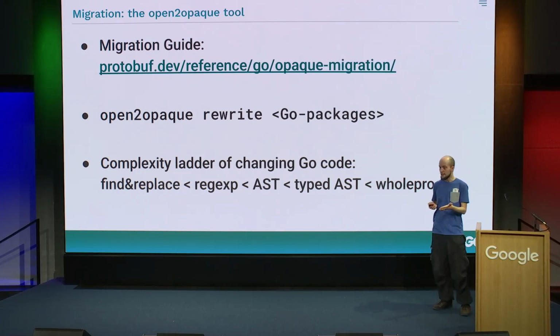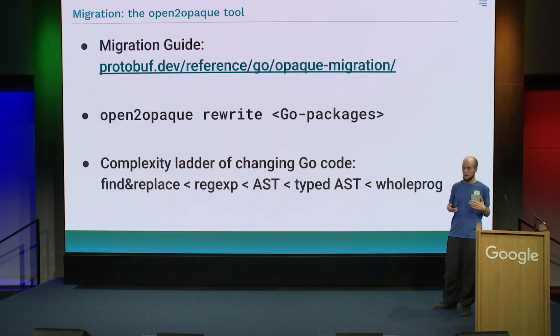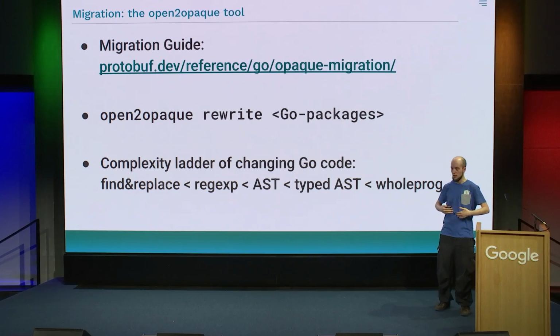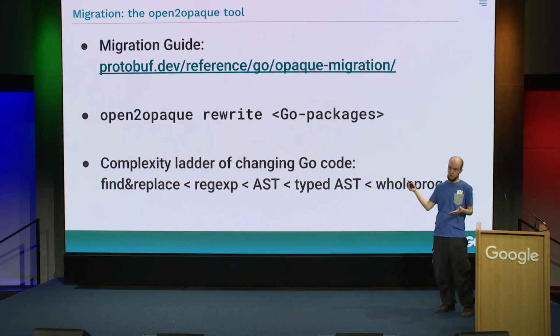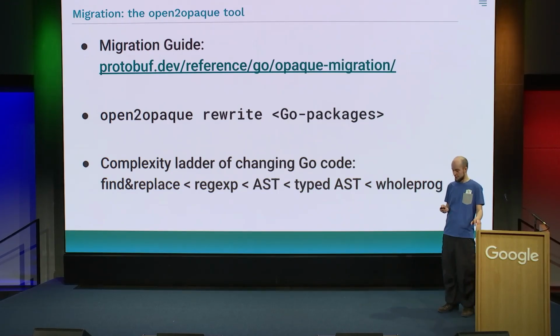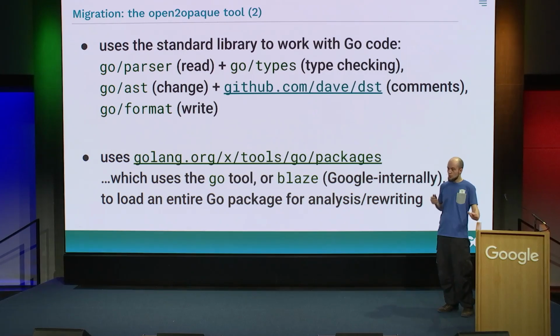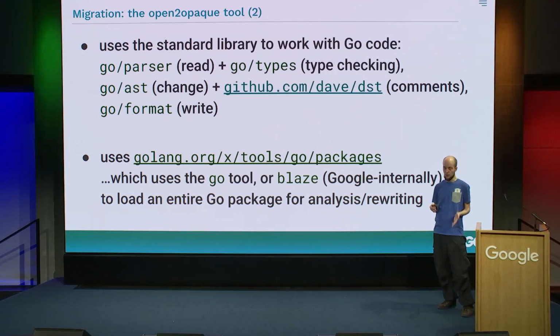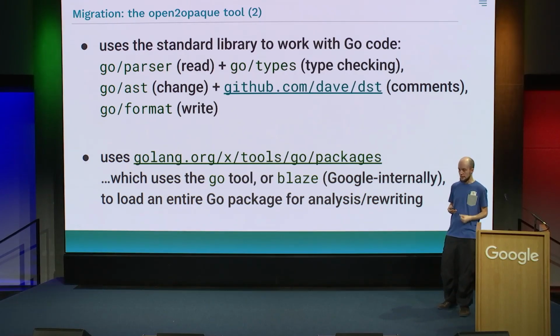And then lastly, this step is rarely taken. If you go further than a type-checked AST, you typically go towards whole program analysis, meaning you have the whole program available, meaning all of the packages at once, which also means that your analysis or rewrite program has to scale to the largest programs that you have, which can be a challenge. All right, so open to opaque, our code rewriting tool, uses largely the Go standard library, and it operates at the level of a type-checked AST.